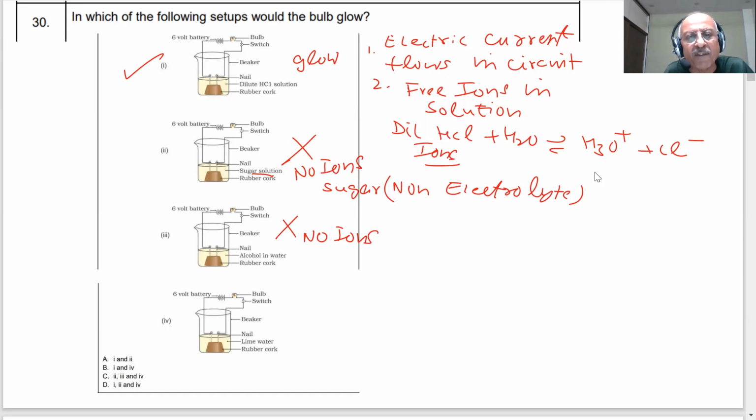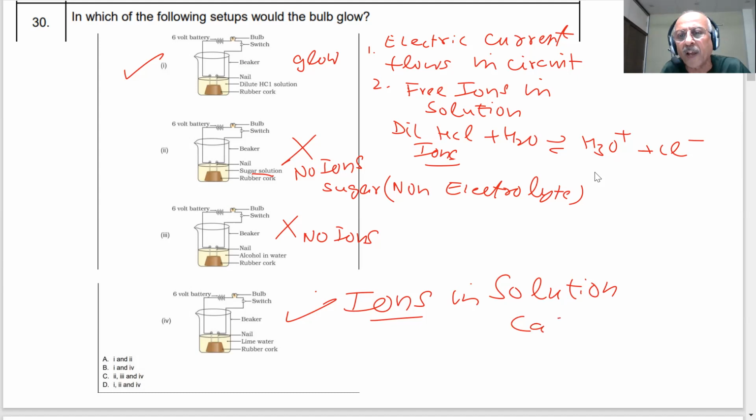Next is lime water. What is lime water, student? Yes, it has ions in solution. Lime water, you know, is calcium hydroxide, aqueous. It has calcium ions and hydroxide ions. So there are ions in the solution. It will glow.